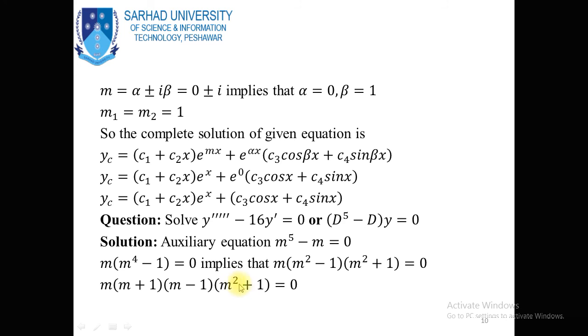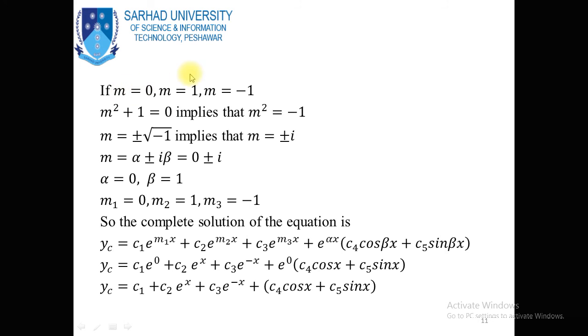And from the other expression, we will obtain the complex roots. You see over here, m = 0, m = 1, and m = minus 1, so these three roots are real. And m^2 + 1 = 0 implies m^2 = minus 1. Taking the square root, we obtain m = plus minus the square root of minus 1, which implies m = plus minus iota. So there are three different real roots and two complex different roots. 0 plus iota is the first complex root, and 0 minus iota is the second complex root.